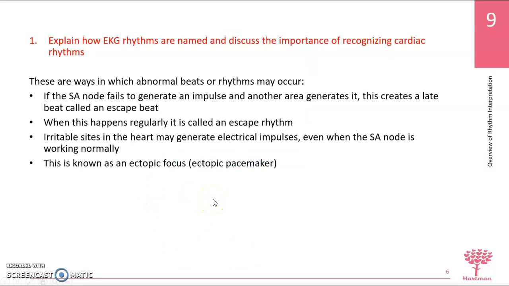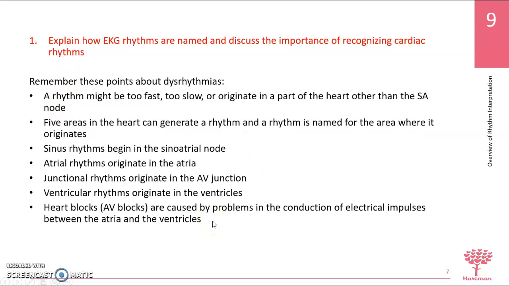But there's different ways in which abnormal beats or rhythms can occur. If the SA node fails, it doesn't mean that the heartbeat's not going to happen. Sometimes the SA node fails, and then that beat is just generated at a different place, like in the atrium or in the bundle of His or in the ventricle itself, and that's known as what's called an ectopic focus or ectopic pacemaker. Ectopic means outside of its normal area. So when a beat originates somewhere other than the SA node, it's called an ectopic focus or ectopic pacemaker.